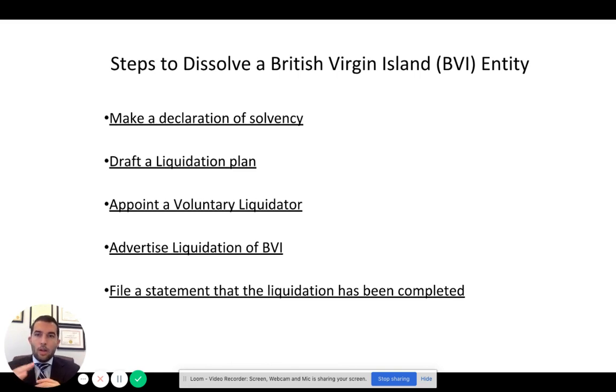So again, it's not as straightforward as closing or dissolving an entity in the United States, but it's something that needs to be done, and it needs to be thoroughly planned and gone through. Some people make the mistake of thinking that they just have to draft a liquidation plan and then file with the register. But to be honest with you, in order for the whole process to be completed, it needs to be done exactly following the steps that I just pointed out.